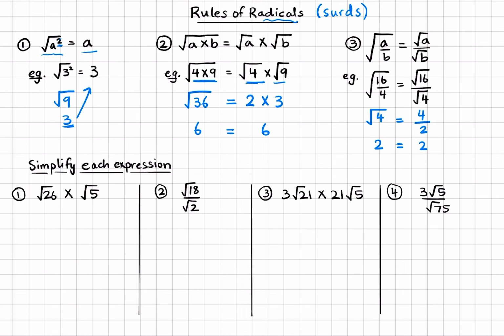All right, so with that in mind, we're going to use these rules in a couple of examples to show you how they work together to simplify expressions.